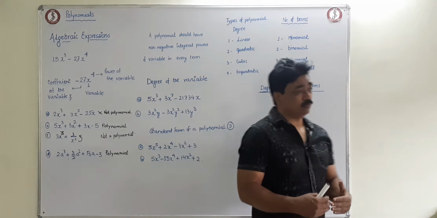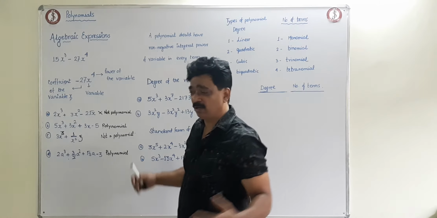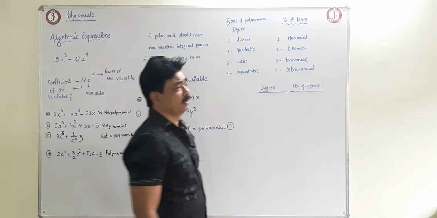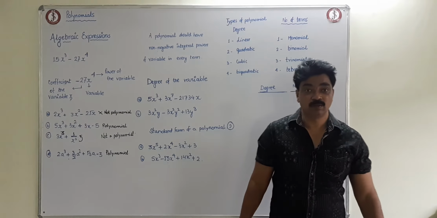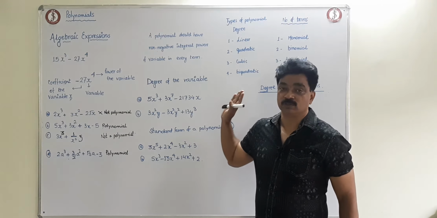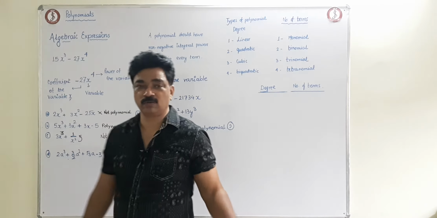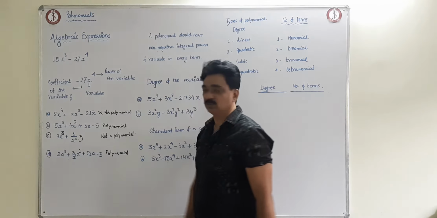So a polynomial, an algebraic expression, may have 5, 6, 7, 8 terms. Each term should have the power of the variable 0, 1, 2, 3, 4, 5, 6, in simple language. It should not be negative, it should not be a fraction. So that is the first thing you understood.